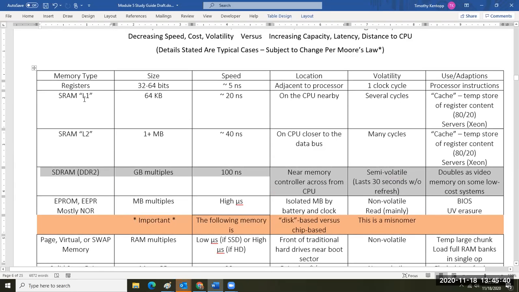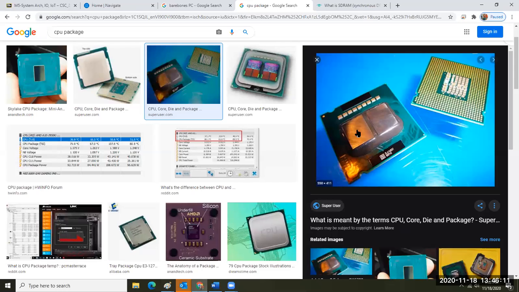The higher up in the table you get, the closer you are to the actual core of the CPU, the ALU of the CPU. The registers are in the CPU. The level 1 cache is on the die, but it's not in the core. So it's static RAM. It looks like it's inside the chip, but it has to do with the way that this stuff looks.